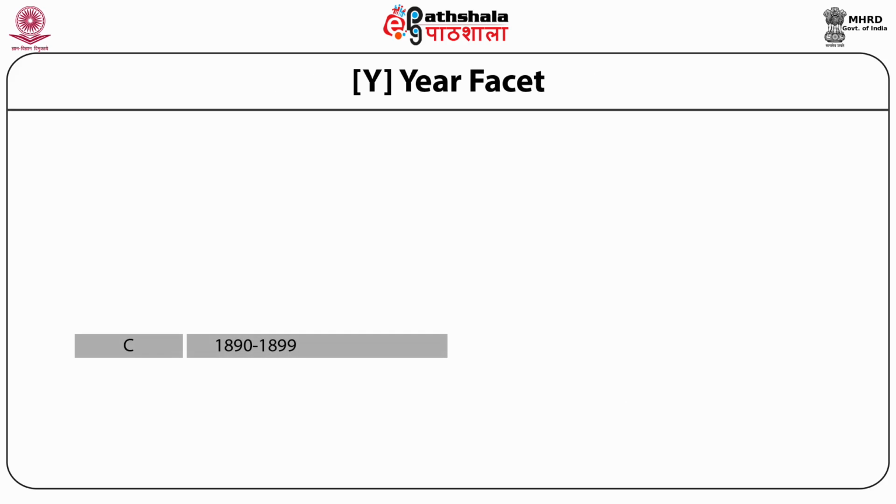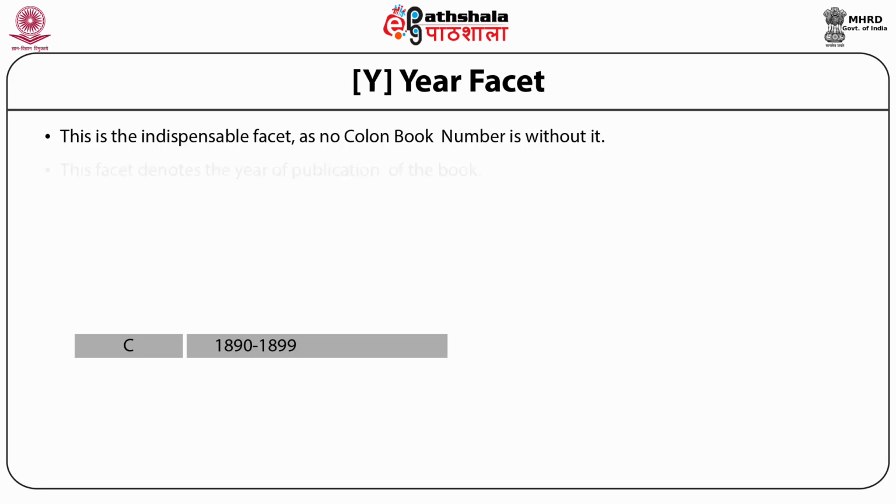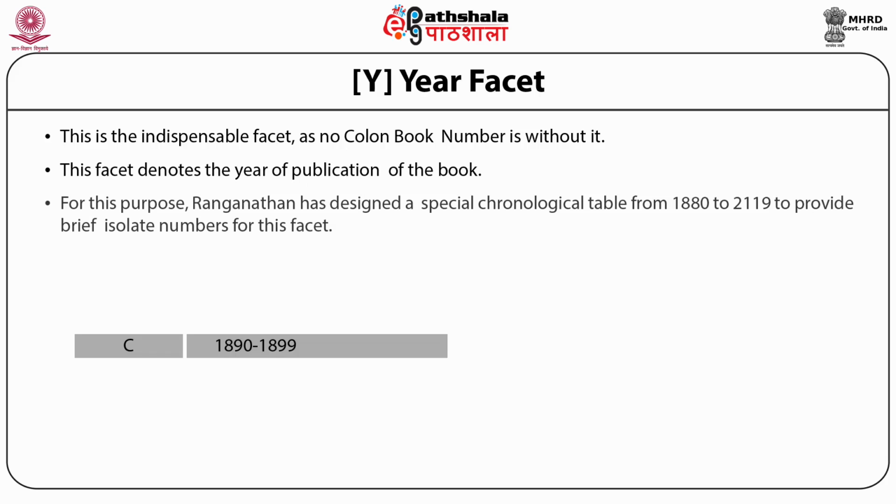Year facet. This is a core or central facet. This is an indispensable facet as no colon book number is without it and can be without it. This facet denotes the year of publication of the book or the year of the copyright of the book. For this purpose, Ranganathan has designed a special chronological table from the year 1880 to 2119 to provide brief isolate numbers for the year facet in the book number. This table, given at page 1.13 of the CC6 1963 edition, is as follows.